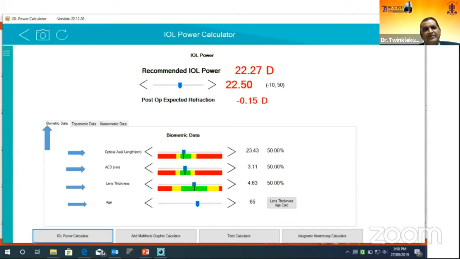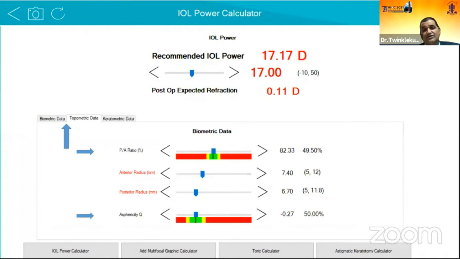As usual, the other biometric data he is taking like optical biometry, axial length, chamber depth, lens thickness. He is considering the age factor. But another important part is the topographic data. He is taking care of the sphericity of the cornea and the posterior anterior ratio of the cornea. That has been taken care of by this Panacea calculator.